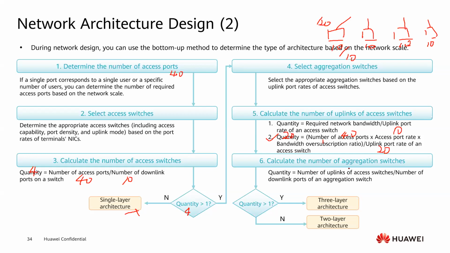And then you need to calculate the number of aggregation switches. The number of uplinks of access switches is 20. And for the number of downlink ports of aggregation switches, we assume it is also 10, just the same as the access devices here. So the quantity is 2. And when the quantity 2 is bigger than 1, that means you will use the 3-layer architecture. Okay, so this is the whole process for how to calculate the architecture layers.